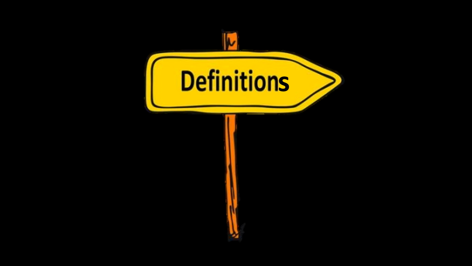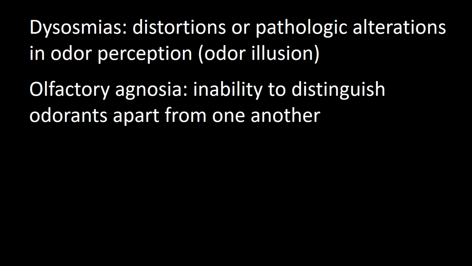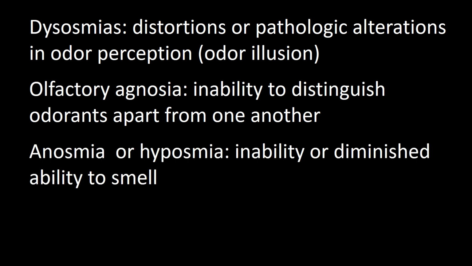Let's talk about definitions. Dysosmias means distortions or pathologic alterations in odor perception. We can think of dysosmias as odor illusions. Olfactory agnosia implies an inability to distinguish odorants apart from one another. Everything smells the same. Anosmia or hyposmia means an inability or diminished ability to smell.